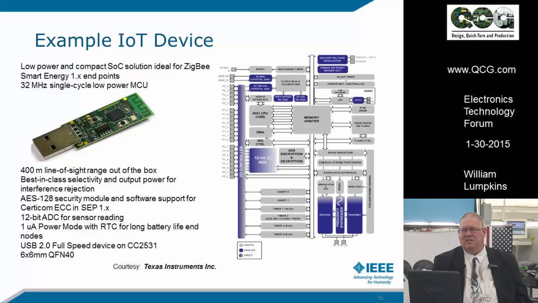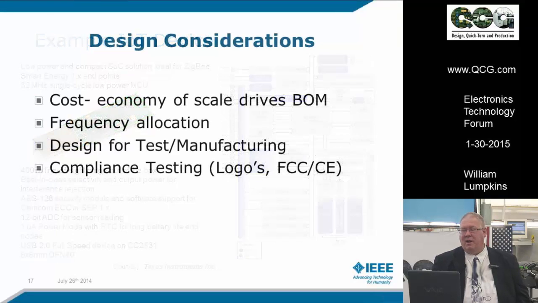So this is using Zigbee with an MCU, with some USB, and you can see at the tip of that device there's an onboard antenna. So that's another example.